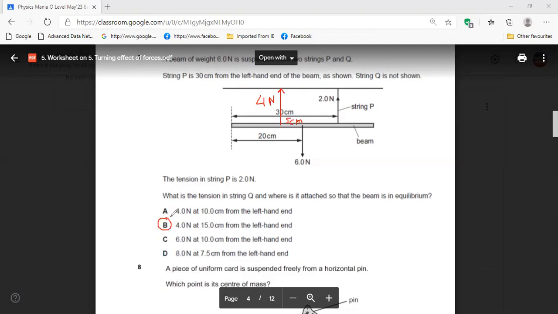Oh, now I got this. Let me note down how we did this. You got it now? Yes. This question, difficulty level, I would give 3 out of 5.